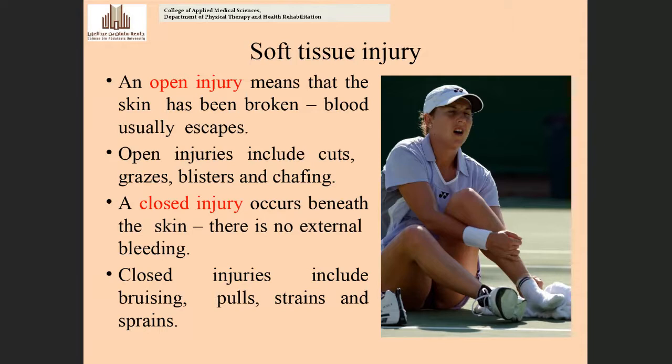In soft tissue injuries, you have open and closed. An open injury means that the skin has been broken, and blood usually escapes.